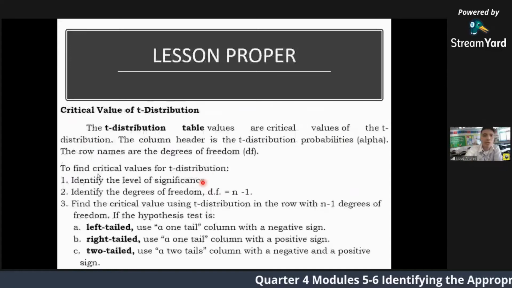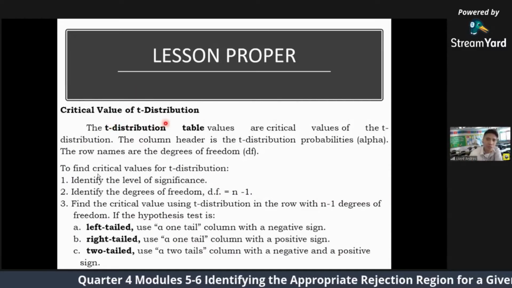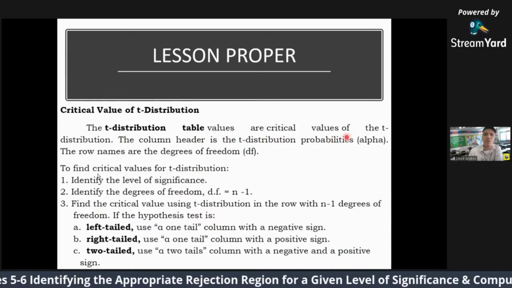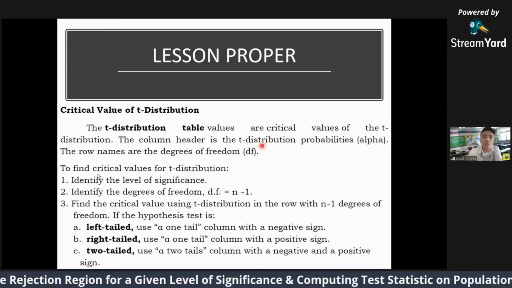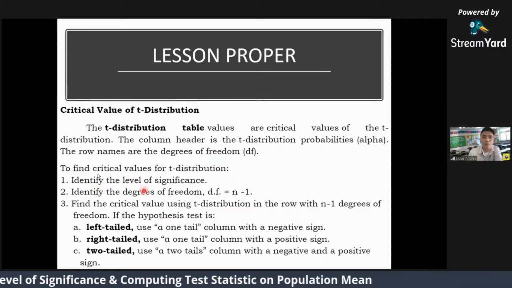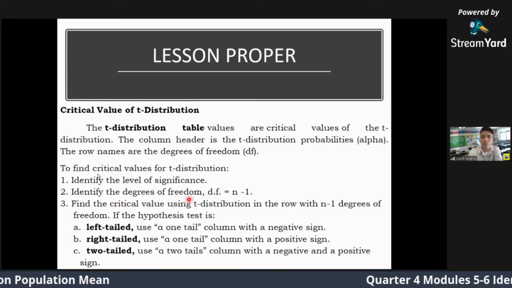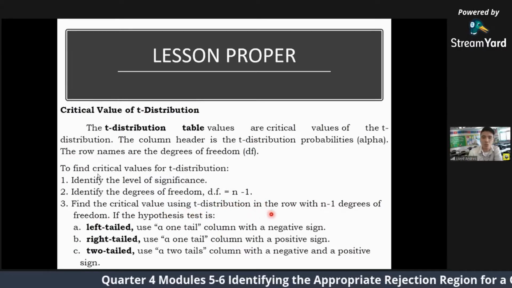Next, critical value for t-distribution. The T-distribution table values are critical values of the T-distribution. The column header, kabalo naman tayo actually. To find the critical values, kailangan na i-identify ang level of significance and identify the degree of freedom using the formula df equals n minus 1. Then, find the critical value using the T-distribution in the row.